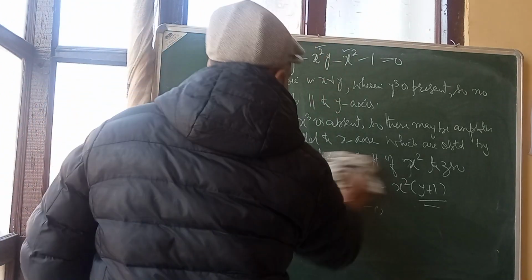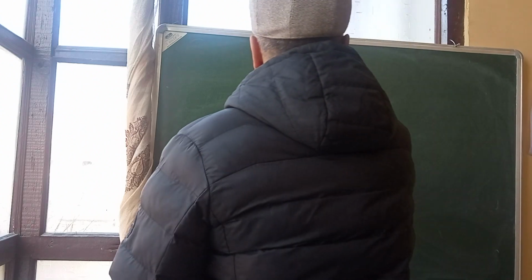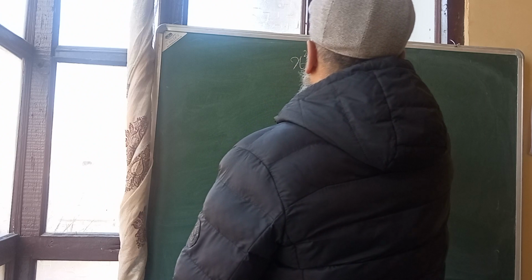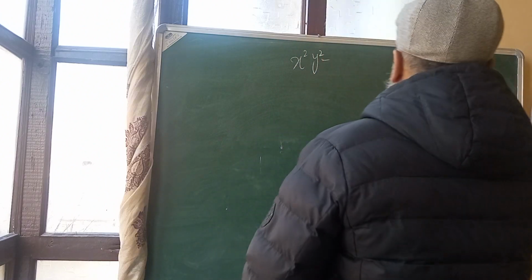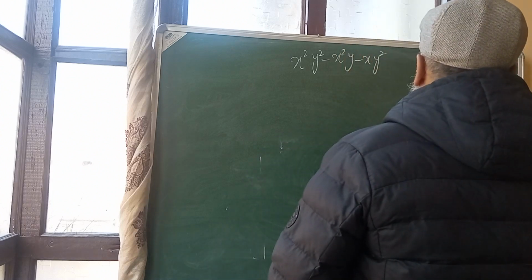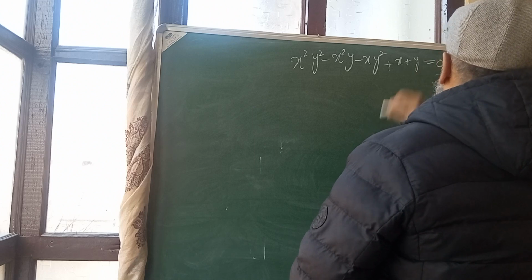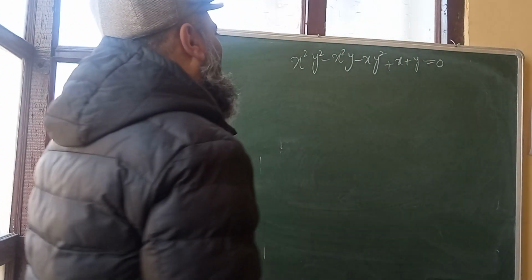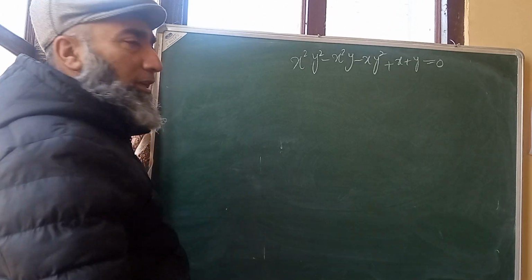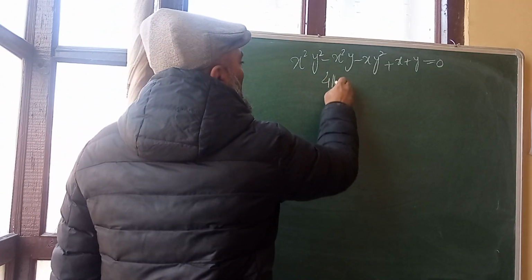Now let me take one more question. Say you have x square y square minus x square y minus x y square plus x plus y equal to 0. X square y square minus x square y minus x y square plus x plus y equal to 0. Now I will not write much. This is a fourth degree equation.